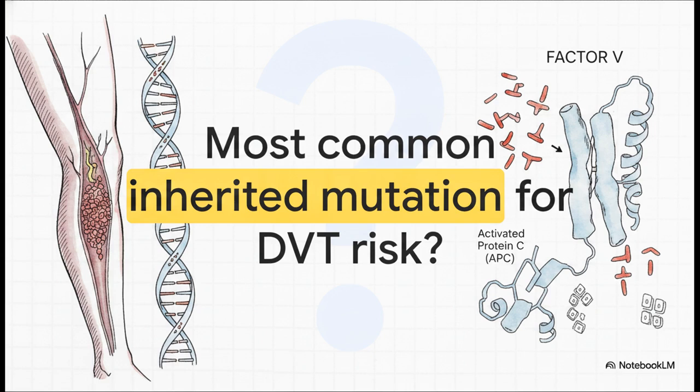Present in up to 5% of Caucasians, this mutation physically alters the factor V molecule so it can no longer be cleaved and turned off by activated protein C. That resistance leads to runaway thrombin generation and a seriously high risk for clotting.